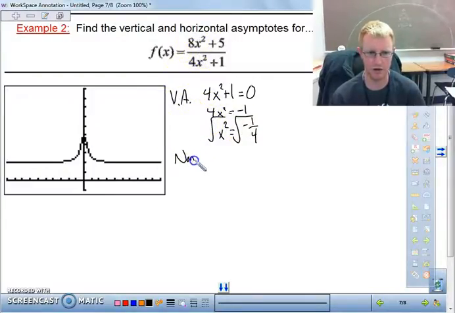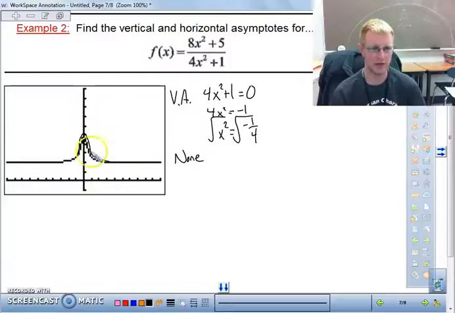So there are none. And you can see from the graph, even though it may look like there might be one there, what's really happening on this graph is it's kind of curving at the y-axis, and not having a vertical asymptote.